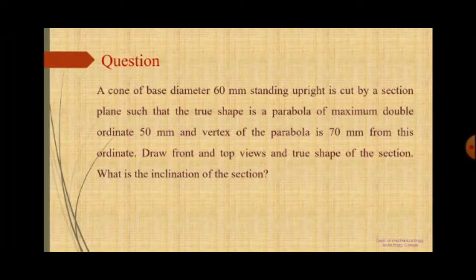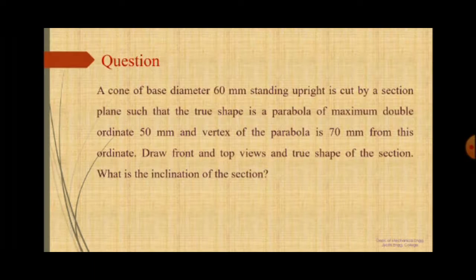It is cut by a plane such that the true shape of the parabola has a maximum double ordinate of 50 mm and vertex of parabola is 70 mm. Anywhere in the question, the height of the cone is not mentioned. It is unknown. Instead of that, they have given the details of the true shape. They have given the true shape is nothing but a parabola, and the height of the parabola, that means the vertex of the parabola, is 70 mm. That is nothing but its height, and double ordinate 50 mm.